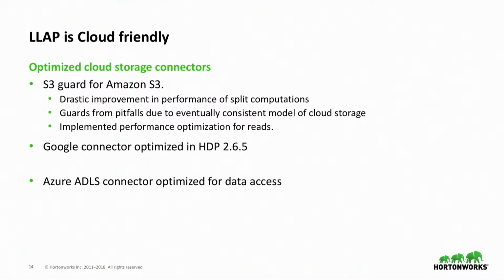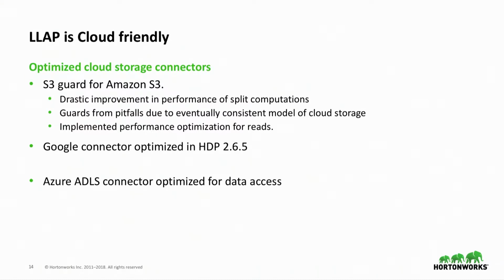So S3Guard was put in for Amazon S3. We recommend that people use that. This prevents the problems of using the cloud storage. Along with that, there were a lot of performance improvements that were done for running the Hive queries, like for split computations and optimizations while reading. For example, permission checking. We do not do file permission checking and directory permission checking if you're running this load in the cloud. Google Cloud Connector is coming in HDP 2.6.5.